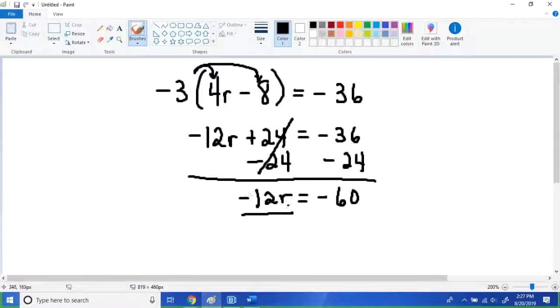The opposite of multiplication is going to be division. So we're going to divide by negative 12 on both sides. Negative 12 divided by negative 12 is going to cancel to be 1. So we're going to bring down the variable. Negative 60 divided by negative 12 is going to be a positive 5.